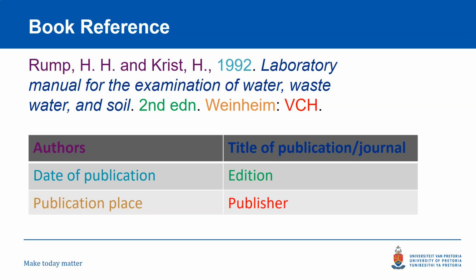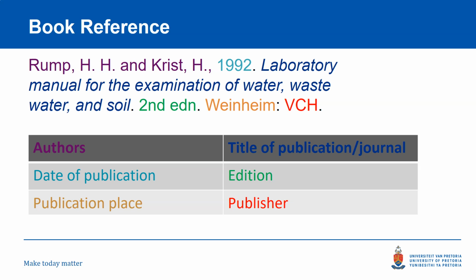So for this example, firstly you have the authors, who are Rump and Christ. So you write the author's surname and you write their initial or initials, and depending on how many authors you have, you will link all of them with a comma and then the last one with an and. So if it is 2 authors, you put the and between the 2 authors. If it is 3 authors, then you write the first author, comma, the next author, and the last author.